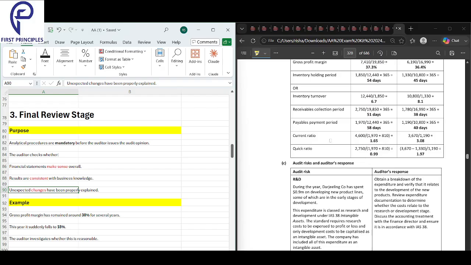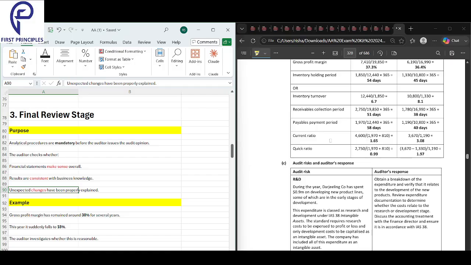Current ratio is current assets by current liability. Quick ratio is current assets by current liability, and in current assets we remove the inventory. That is the quick ratio.